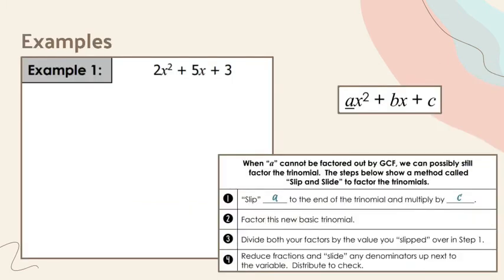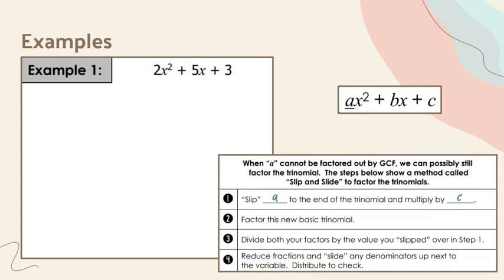All right, so let's take this a little step further. You're going to notice on your worksheet that you need to enter these in, or write these into your notes. And I'm going to walk you through this step by step and explain as we go through an example. So this says that when a cannot be factored out by a greatest common factor, we can possibly still factor the trinomial. The steps below show a method called slip and slide to factor the trinomials.